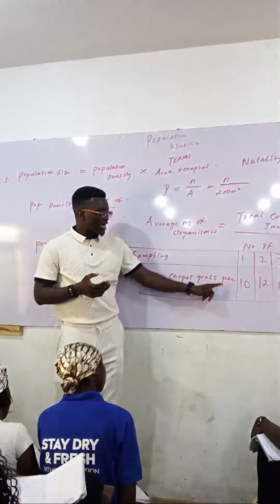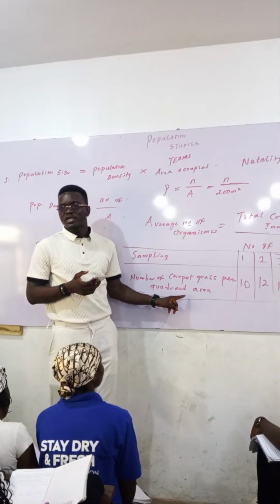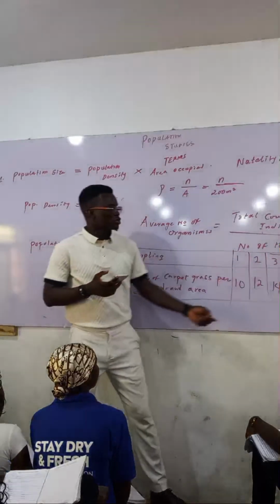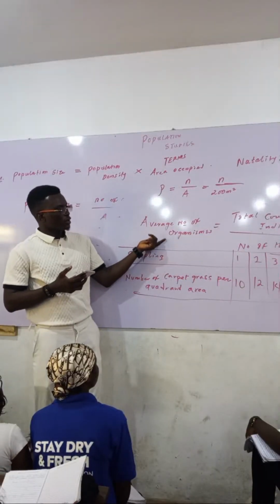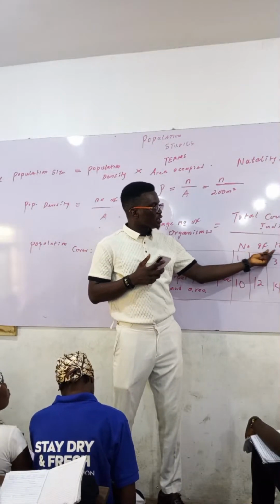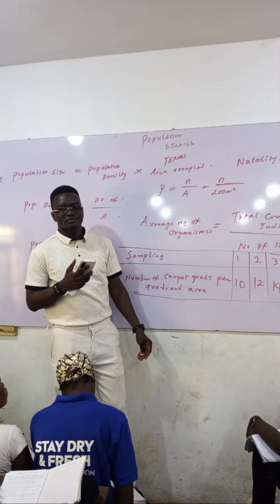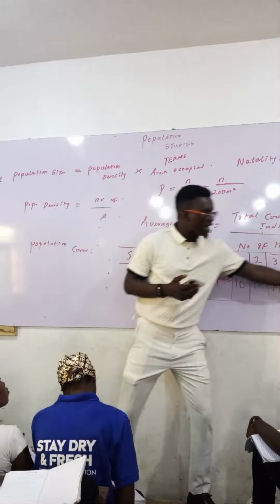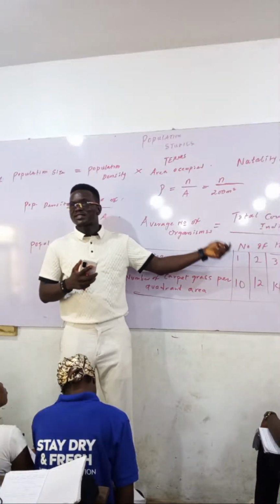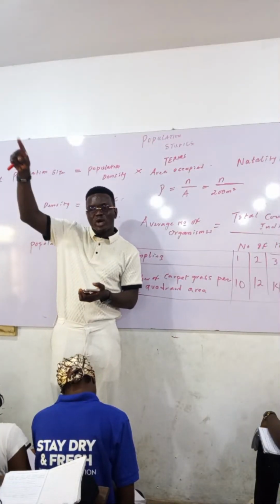So number of grass per quadrant area is what we are given. Per quadrant, this is the total number we have counted. So can we get the average number? The average number will be the total count of individuals over the number of times we have thrown the quadrant. What's the total number? 117. How many times did you throw it? 10. So you do 117 over 10. That will give us the average number for 1 meter square.